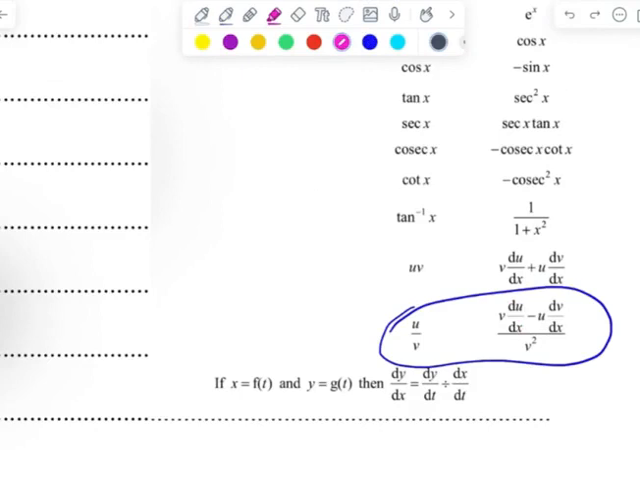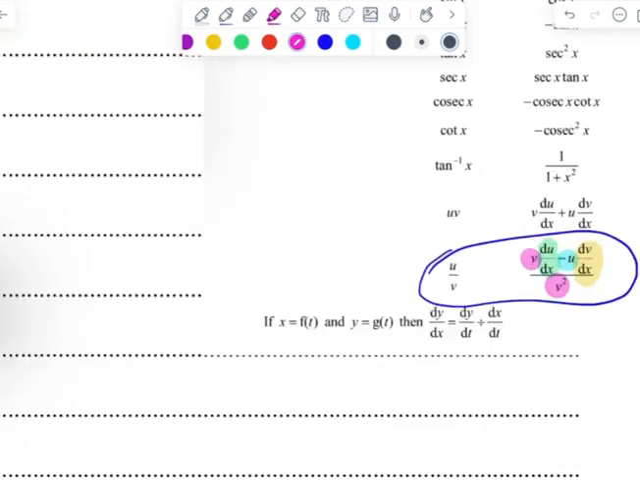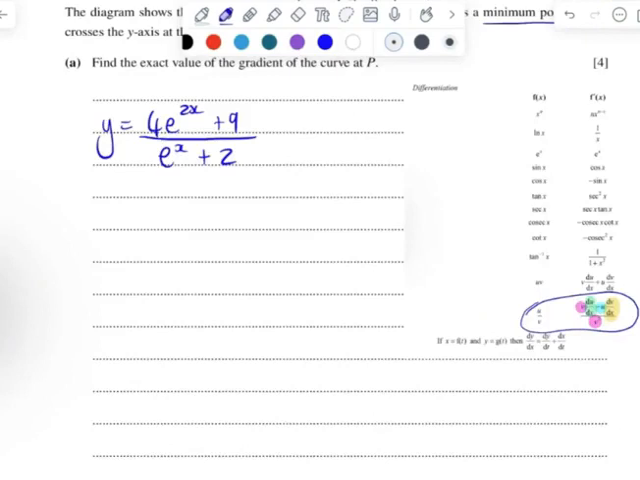You're going to have your v, and then you're going to have your du dx, and you're going to have your u, and you're going to have your dv dx, and all of that is over your v squared. Okay, so if you can work out each one of those, the first step is to let your top function be equal to u, and your bottom function be equal to v. Right, I just do it automatically.